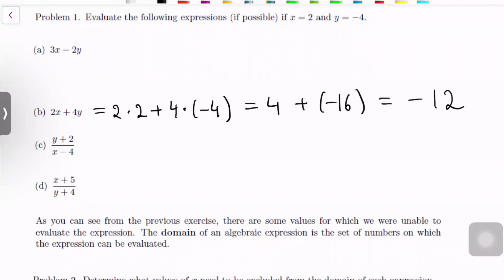And then I'm going to do, guys, D. So let's evaluate at X equal 2 and Y equal -4.